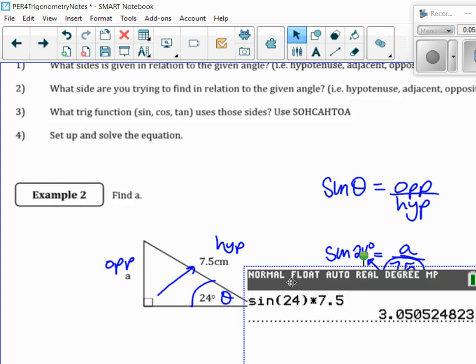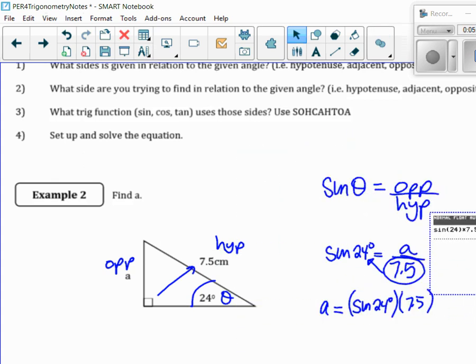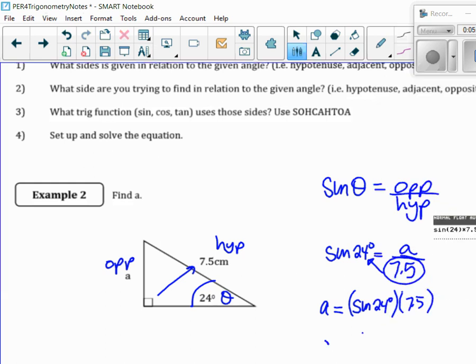So I'm just going to put that in there. Does everybody see? This is how I punched it in, right? And so what is A? It doesn't say how to round. We're going to round to 2 decimal places. So A is approximately 3.05. And to get full marks, what do we have to remember to do? The units. So that would be centimeters.